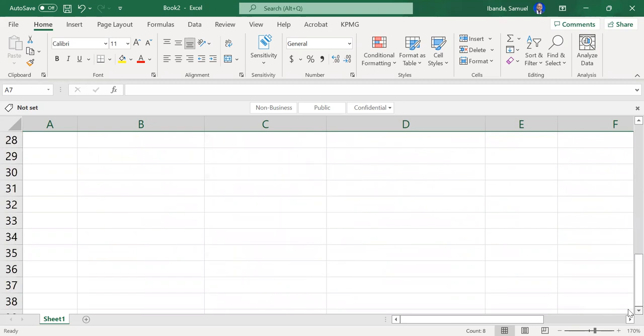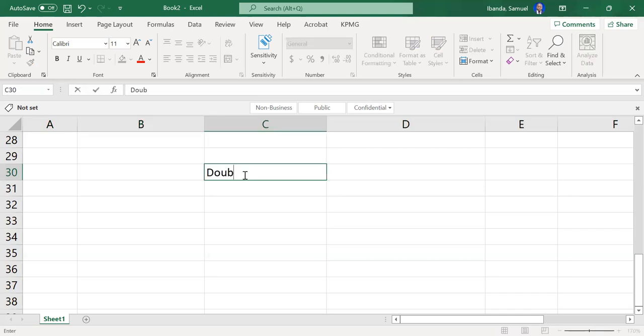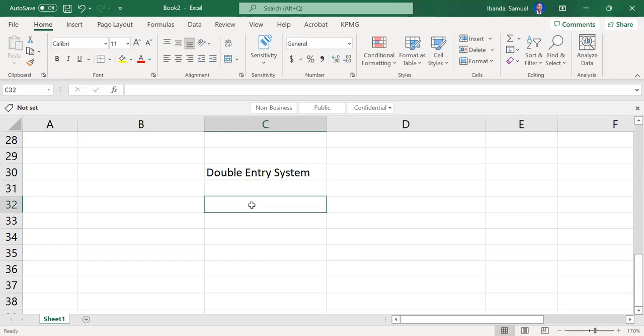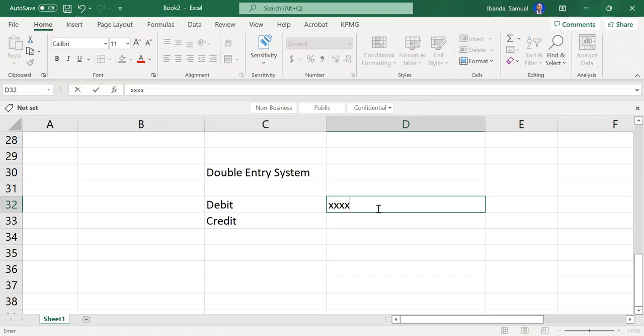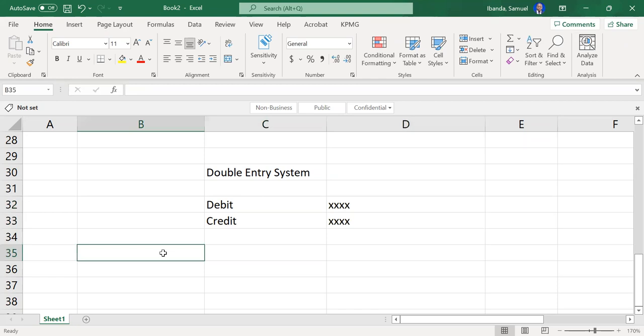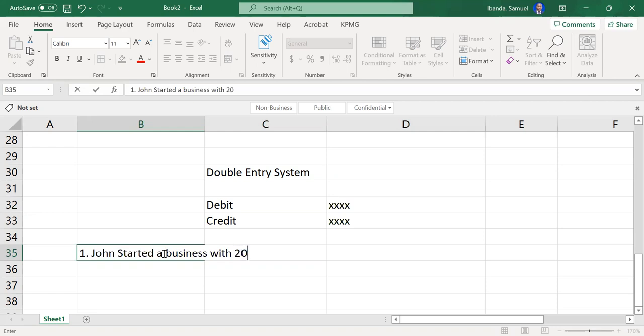Now, I want us to enter into one of the accounting principles, which is called the double entry system. The double entry system says that for every transaction, there should be an effect on the debit and credit of the same amount. So for every transaction, say for example, John started a business with 200,000 cash, such a transaction would have a debit and credit effect.